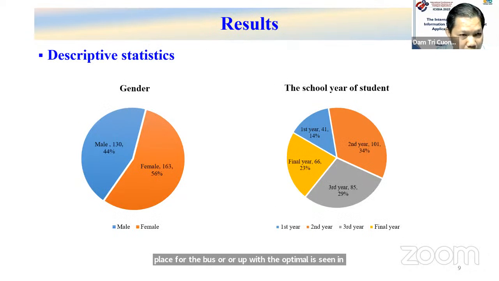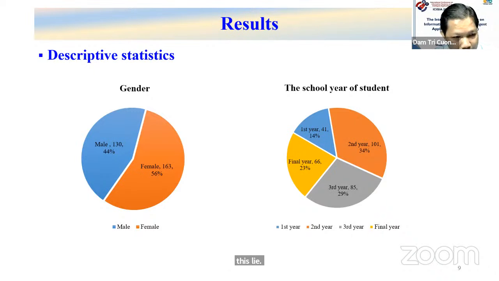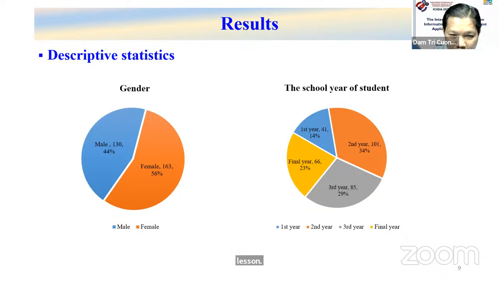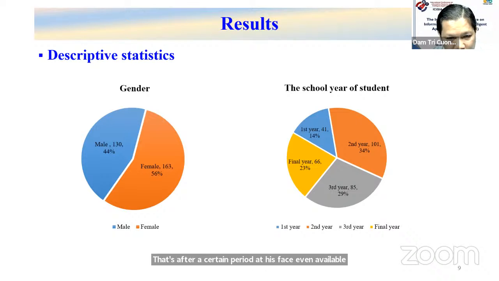And then I present the result of the research statistics, where there are 130 male students, accounting for 44%, and 163 female students, accounting for 56%. And about the school year of students, the first year students number 41, accounting for 14%, and the second year students number 101, accounting for 34%. The third year students number 85, accounting for 29%, and the final year students number 66, accounting for 23%.